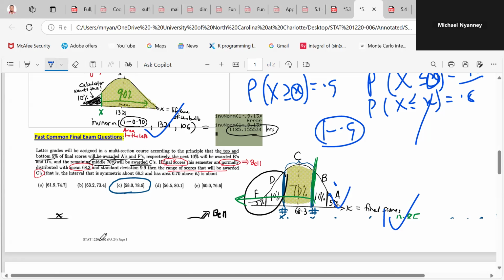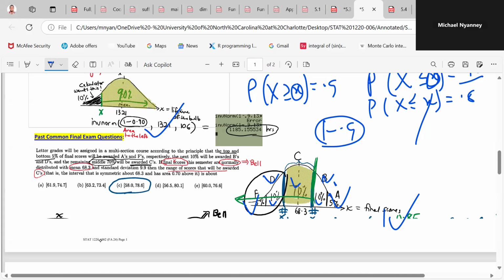Okay, so we are A and F here, so these are 5% respectively, and the next 10% will be awarded B's and D's. So we have B's and D's, and we have 10% here. And the remaining middle, that's 70%. So the middle 70% will be awarded C.